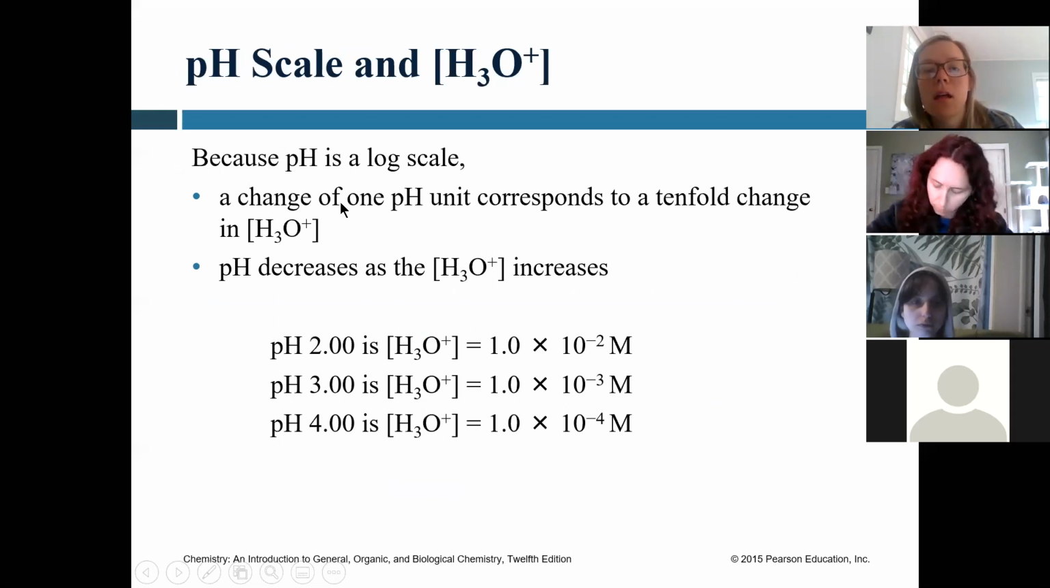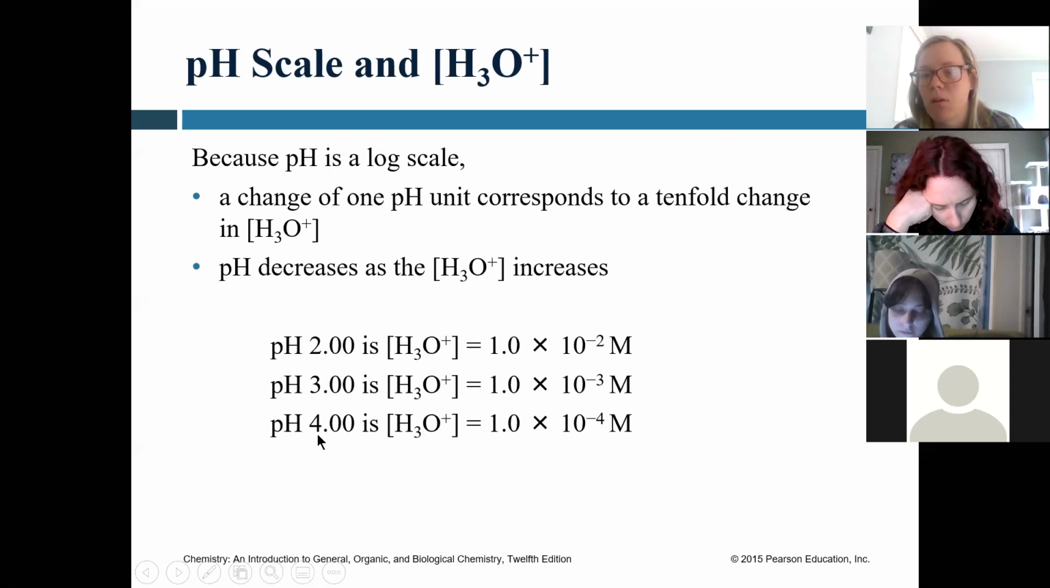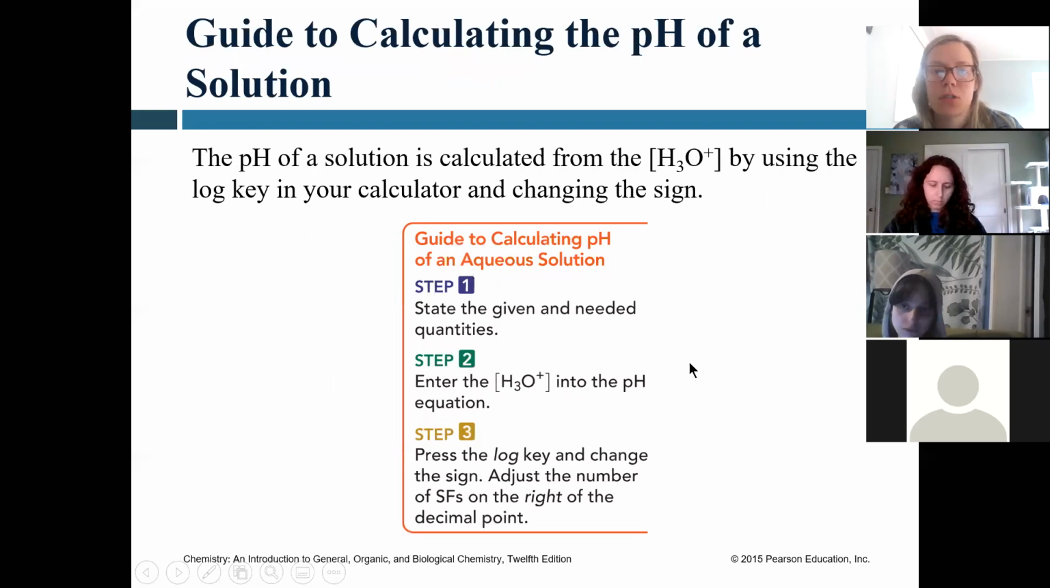Okay, so because pH is a logarithmic scale, a change of 1 pH unit corresponds to a 10-fold increase or a 10-fold decrease. So a pH of 2 has an exponent of 10 to the negative 2, right? But a pH of 3 has an exponent of 10 to the negative 3. That's a full exponential factor down. pH of 4 is 10 to the negative 4. So when you're dropping pH by 2, 3, 4, you're dropping by factors of 10, not by factors of 1.